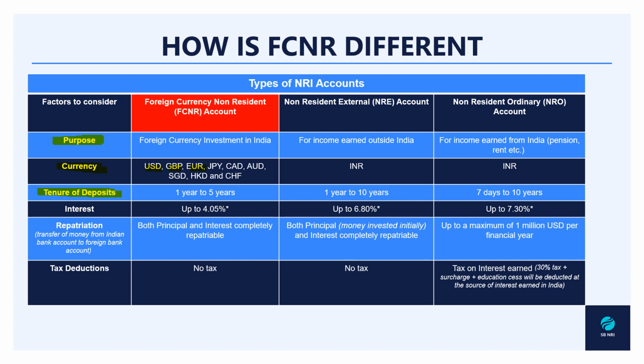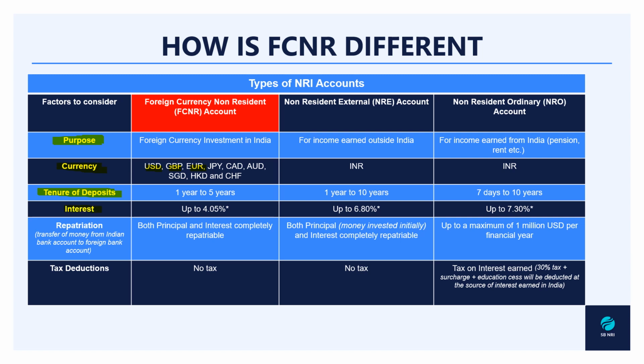Like the FCNR offers you a tenure from 1 year to 5 years, whereas you can opt for a tenure of 1 year to 10 years for NRE, while you can opt for a tenure as short as 7 days to as long as 10 years for NRO accounts.